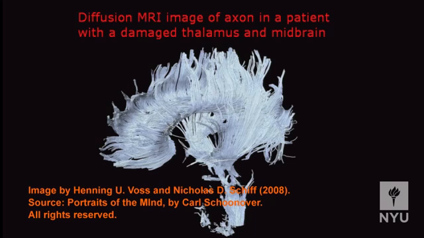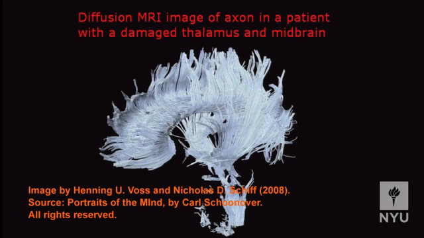And here we're looking at the axons in the cerebral cortex. And this is from a patient with damage to the thalamus and the midbrain. Anybody have a guess where that damage is shown on this slide? Where do you think the damage is? Where are you pointing? Up or down? Down. Down? This, yeah. So this, exactly.